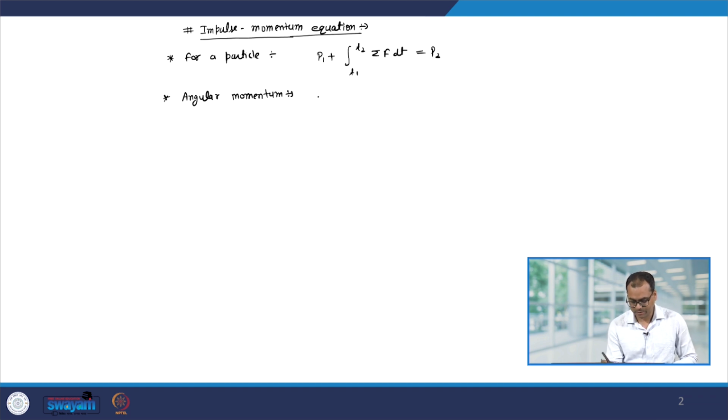is defined as the moment of linear momentum. It is denoted by either H or L. I will prefer L, that is equal to R cross P, where P is the linear momentum. Now, we also know that the rate of change of angular momentum, dL by dt, is equal to moment or torque.